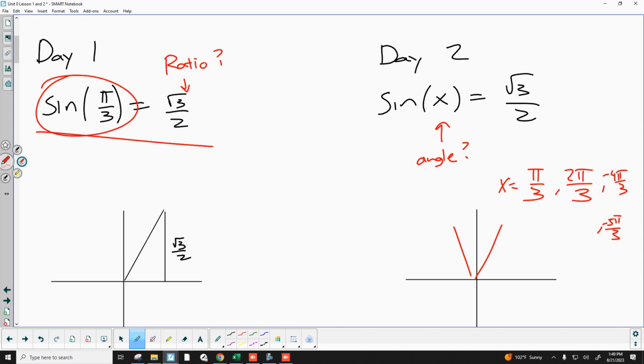We could also continue to go around the circle over and over again to get to maybe 7 pi over 3. If I asked you on your quiz today, what is the sine of 7 pi over 3? You would say it's root 3 over 2. You would have been able to figure that out. Okay, so we got to figure out how to get all of these answers. And I'm going to tell you the way that I do it, okay?